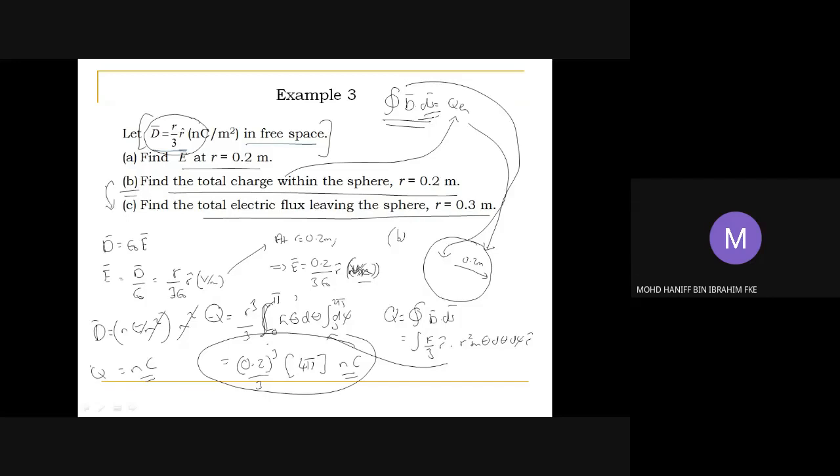Both are interrelated, because part B is to find the total charge within the sphere, and C is to find the total flux leaving the sphere. So basically both are the same, except that the radius is now changed from 0.2 to 0.3. You use the same equation, the same integration, and you just change r to 0.3 for part C. I think I made it clear to you the relationship between the charge and the flux. Any question for this example number 3?